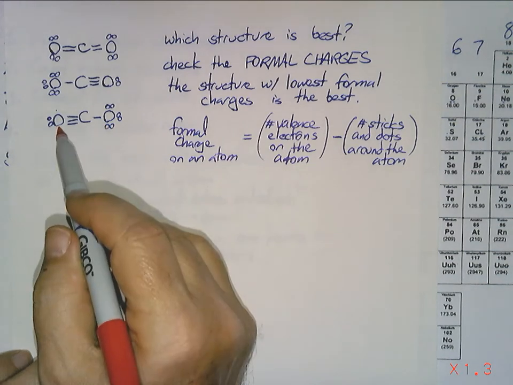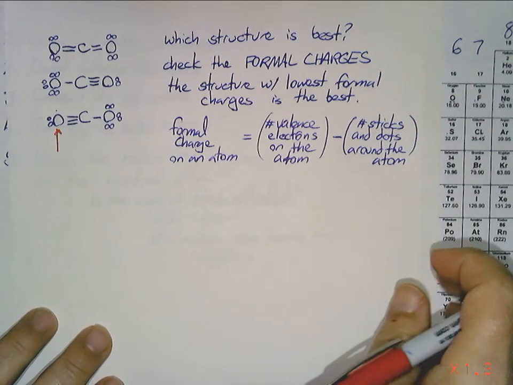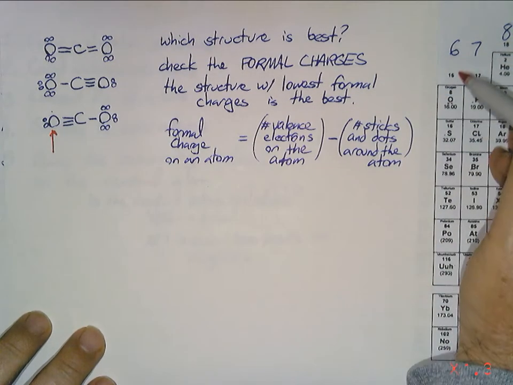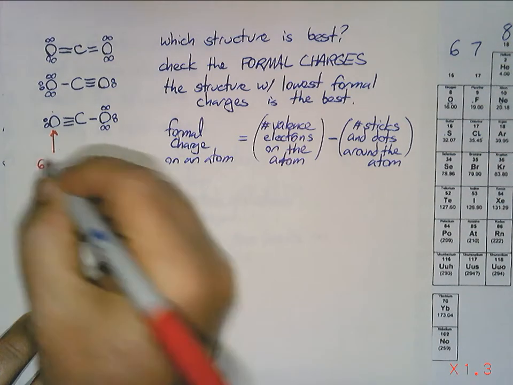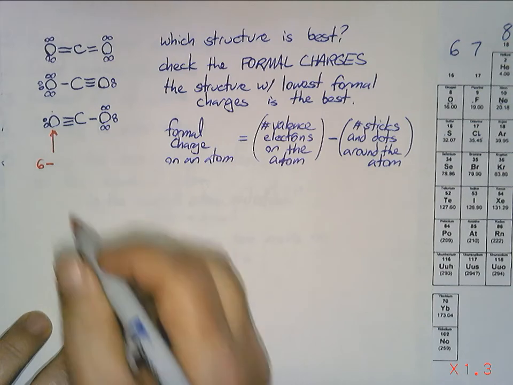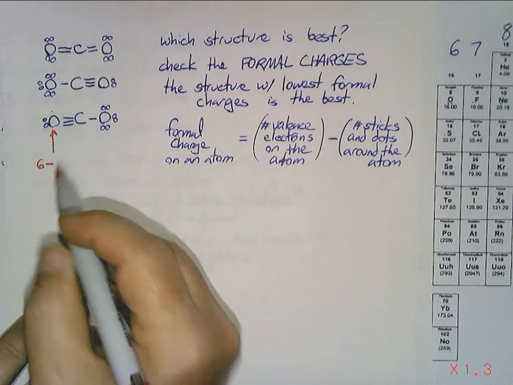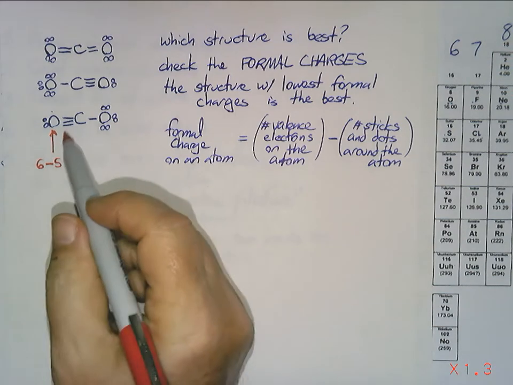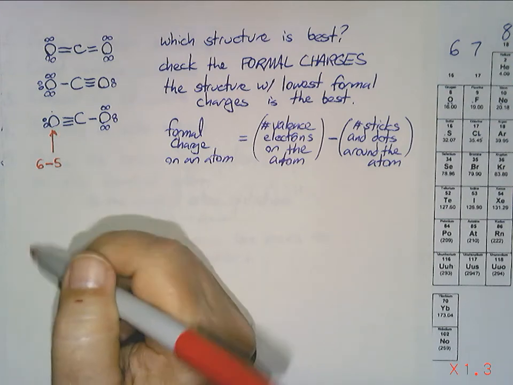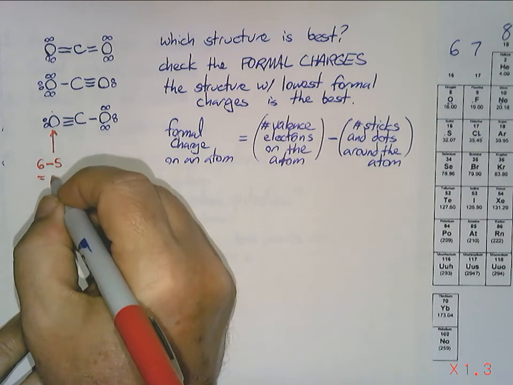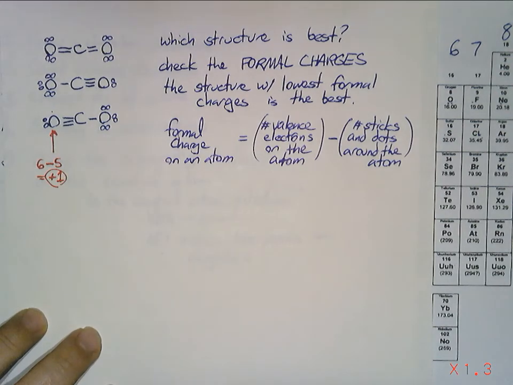Okay, now look at this oxygen. Let's assign a formal charge to it. Now, oxygen has, if we look on the periodic table, 6 valence electrons. So the number of valence electrons on the atom would be 6, minus how many sticks and dots are around that oxygen. 1, 2, 3, 4, 5 sticks and dots. Now notice this is a little confusing. We're not counting electrons this time. We're counting sticks and dots. And there are 5 sticks and dots around that. And what's 6 minus 5? That's 1, or we can say plus 1. That's the formal charge on that oxygen.